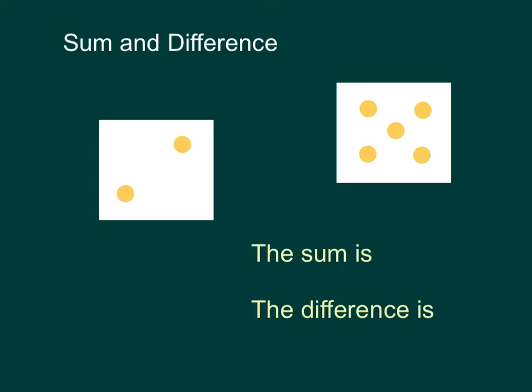For a warm-up this week, we're going to play sum and difference. Have a look at the two dice and see if you can work out what the sum is, so what is it when they're added together, and what the difference is. What's the difference between the numbers on those dice? Tell the adult that you're there with.